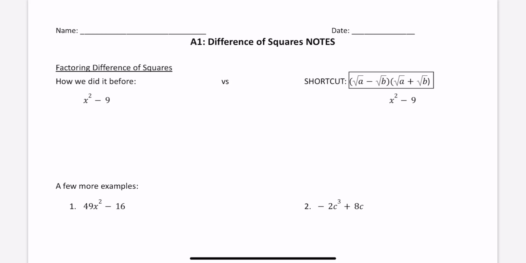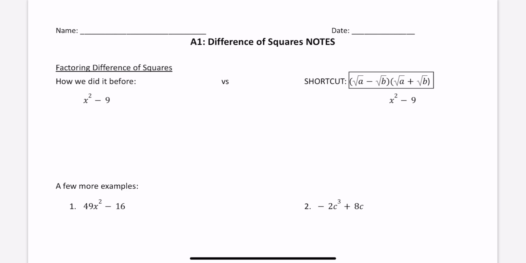Hey guys, today we're going to talk about how to factor something called a difference of squares. Now, we've actually factored what we've called a difference of squares before, but we called it no middle term. You can still use no middle term even if it's not a difference of squares, but this is like a shortcut if you can recognize that you're factoring the difference of two perfect squares.